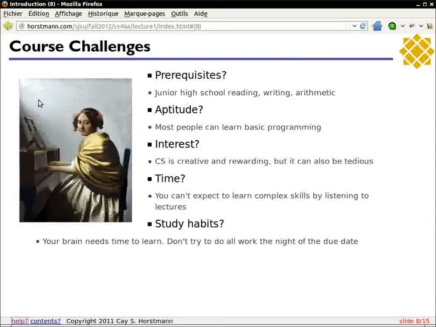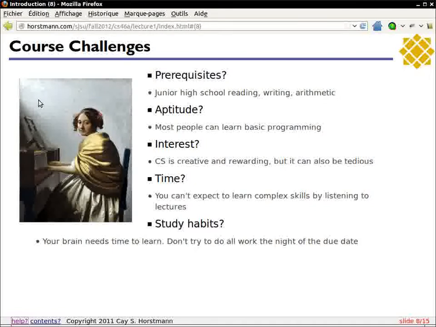So, like I said, it's a challenging course. So what are some of those challenges that we find? And I'm serious. It is the most challenging course that we offer in the department. We have a higher failure rate, and it's 46A, than we have in any other course. So our hardest graduate course is easier to teach than this course.